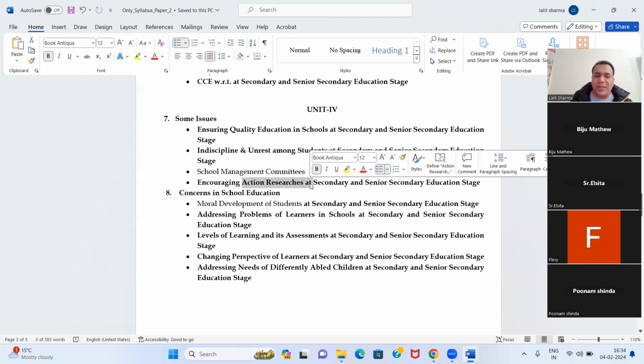So mostly, questions come: what are the need and importance of action research? What are the steps of action research? What are the steps? They are the same steps that we generally have in research analysis. Almost the same, right? The same 6-7 steps. Okay. One is identification of the problem.